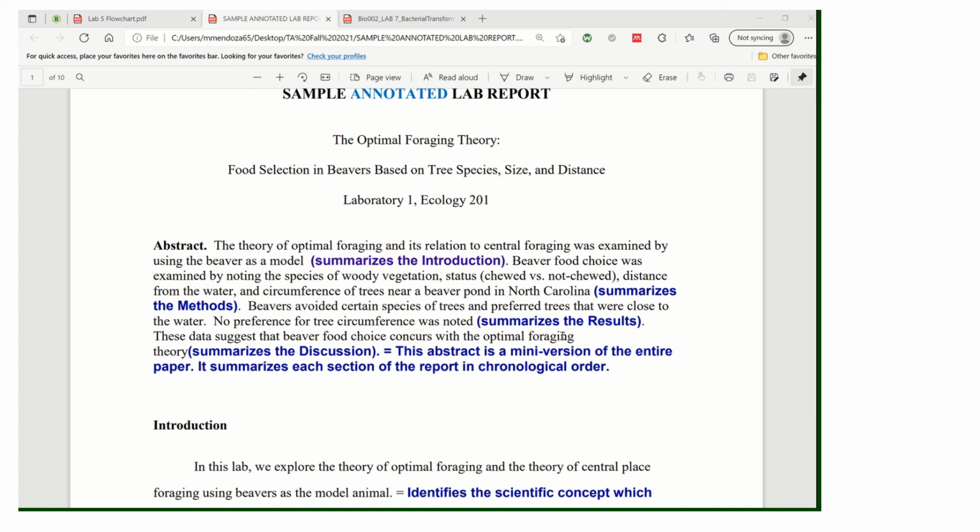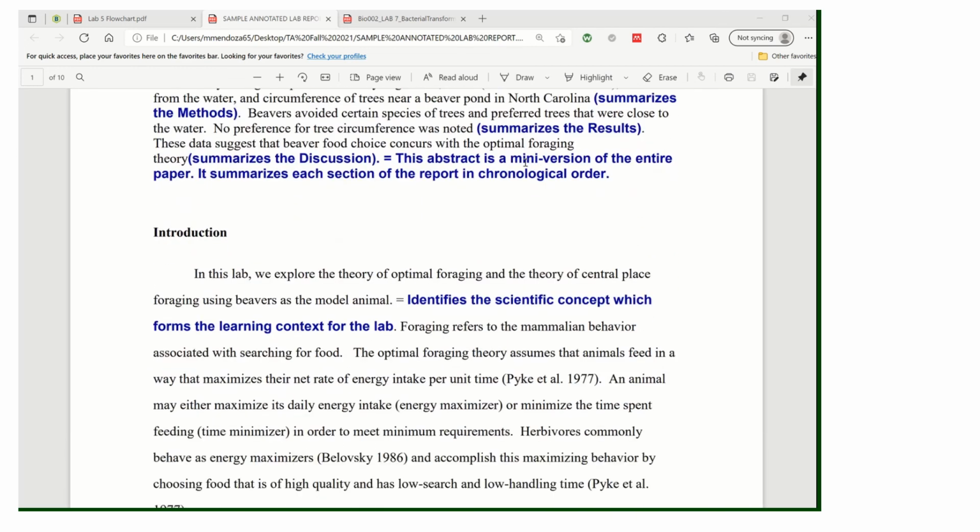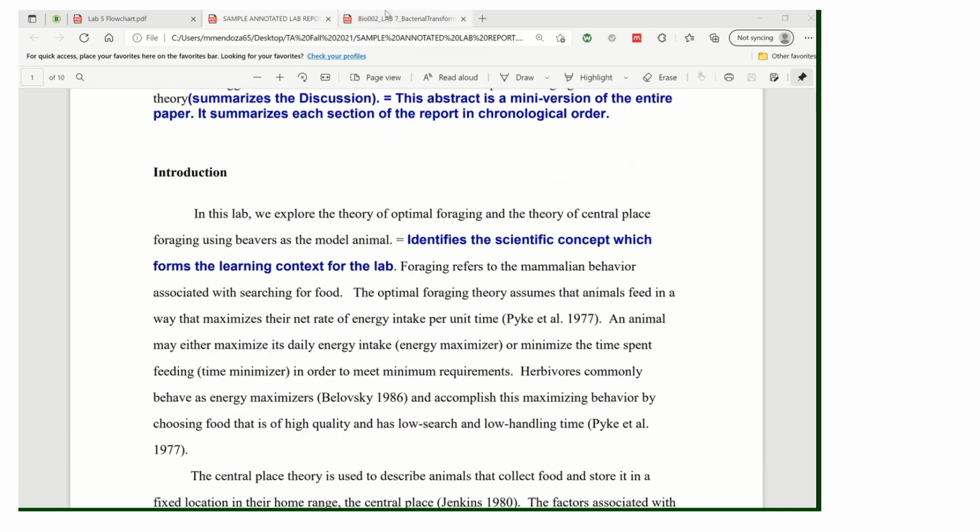And then you summarize the results in one sentence. So our results were great. We had a positive control, we had a negative control. They were great. And then we had a fluorescent transformed E. coli at the end. And then you summarize the discussion. And then that's it. So the abstract is really short.